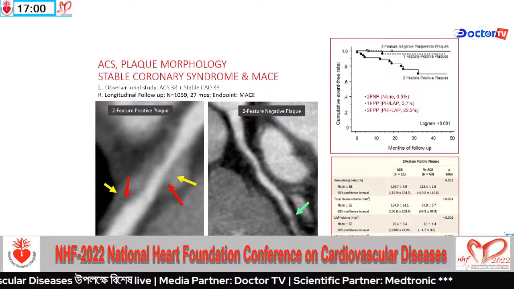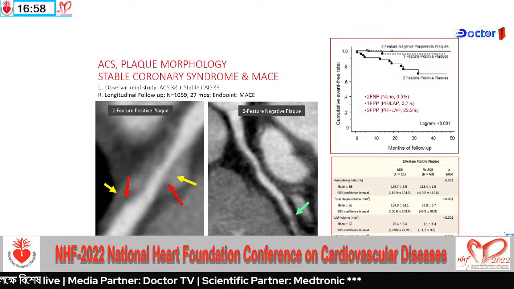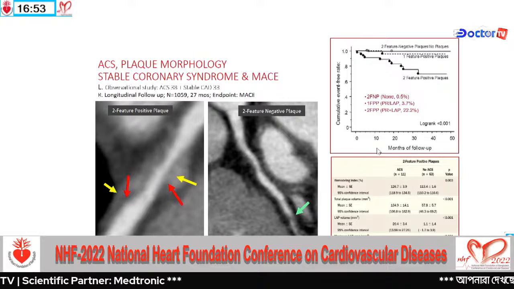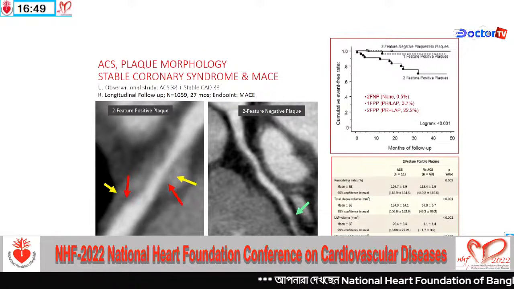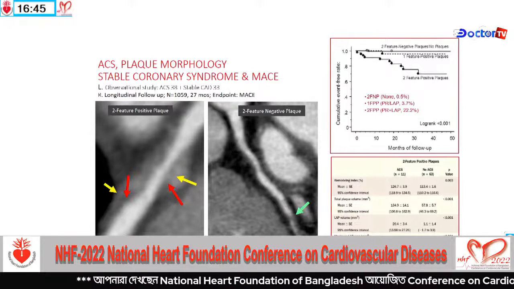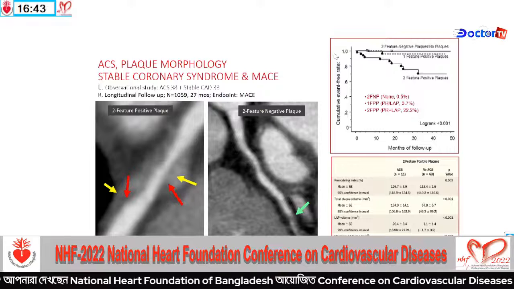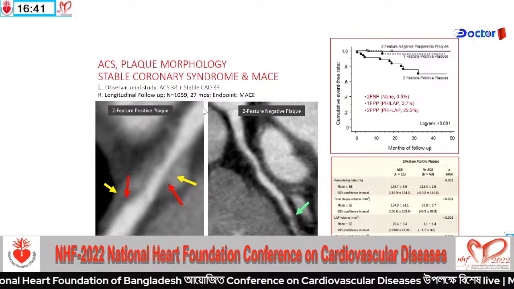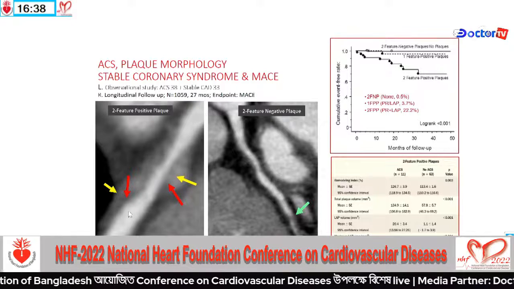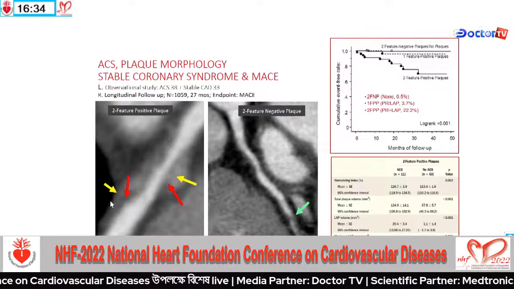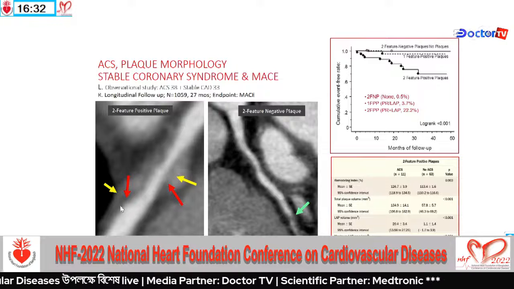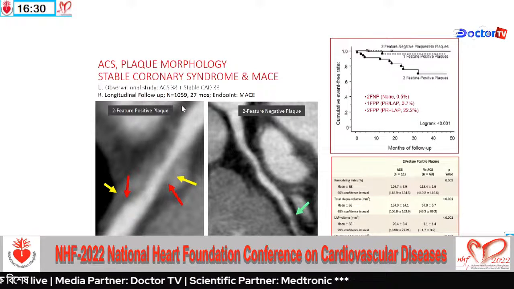So now, can you identify these by non-invasive imaging? So here are some of the CT angiograms, one of our earliest experiments in the early 2000s, where we had proposed that you can identify these high-risk plaques on non-invasive imaging. And here you can see that in a person with unstable angina, where the lumen is only about 50% occlusive, you can see the vessel wall, that there are two important features here. One, that there is a large necrotic core.